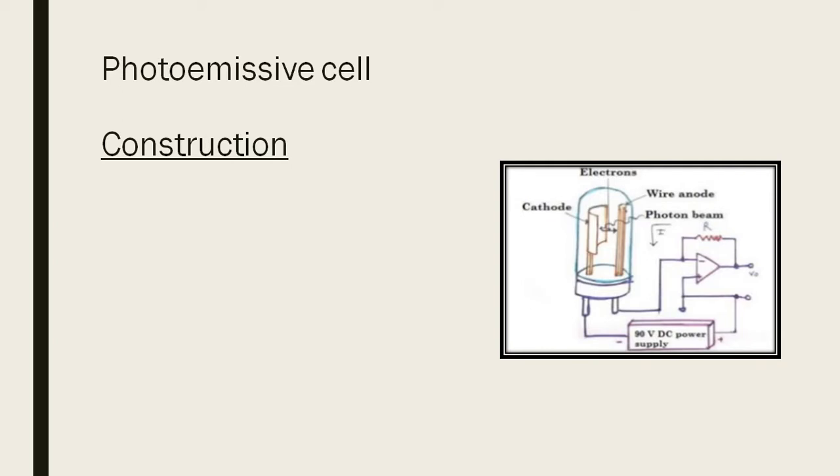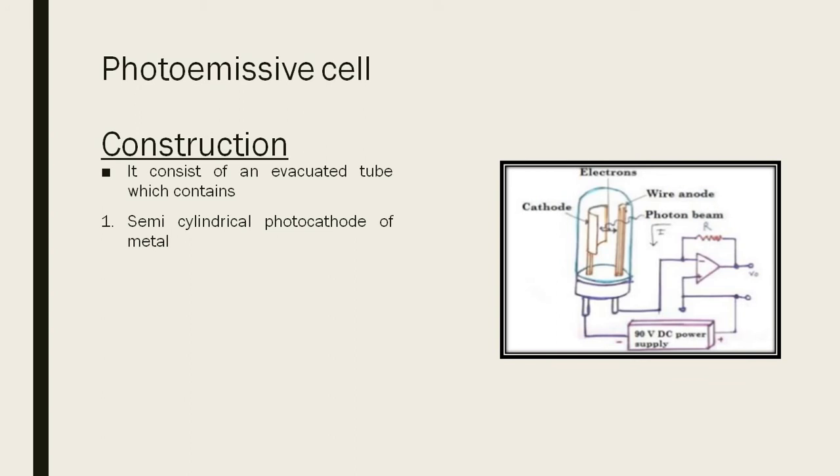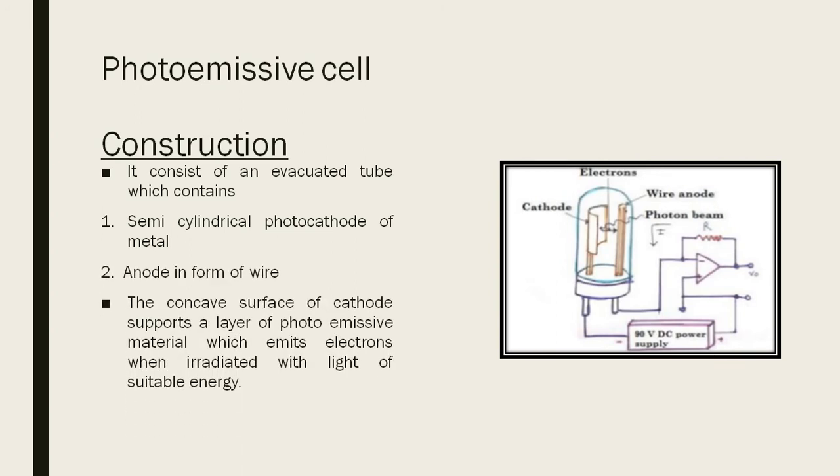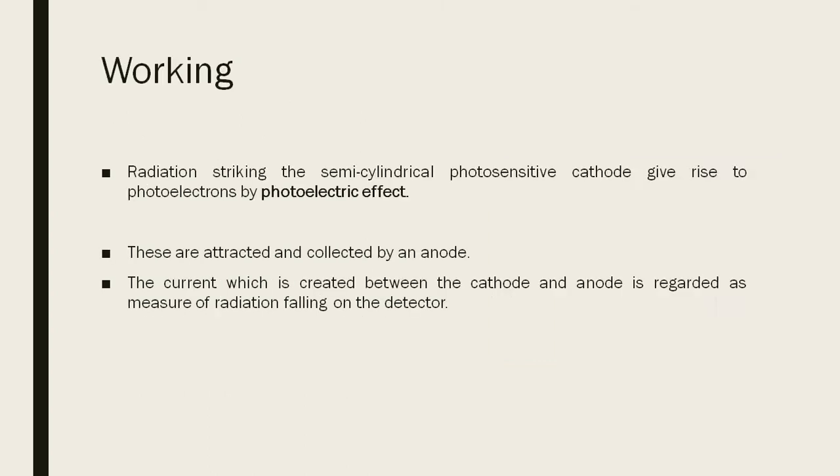Photoemissive cell, next detector. You can see the diagram. It consists of a cathode which is like a concave cup, then an anode in the form of a wire. So it consists of an evacuated tube which contains one semi-cylindrical photocathode of metal and an anode in the form of wire. The concave surface of the cathode supports a layer of photoemissive material which emits electrons when irradiated with light of suitable energy.